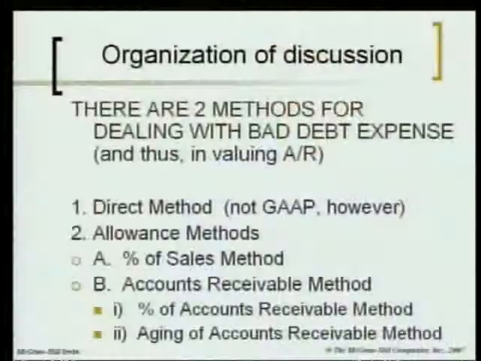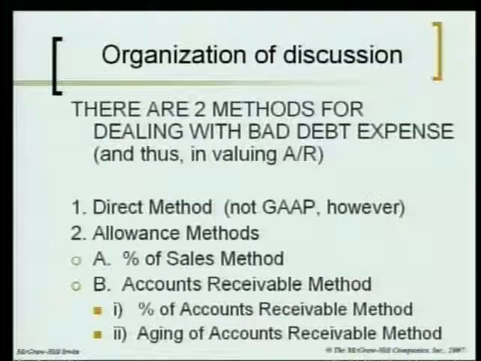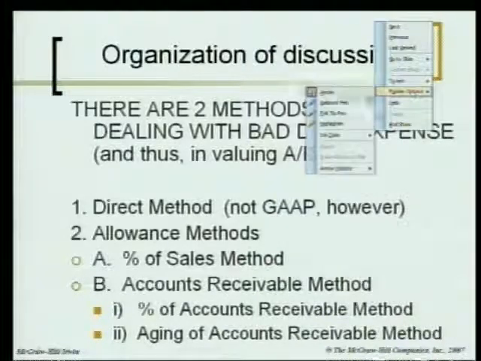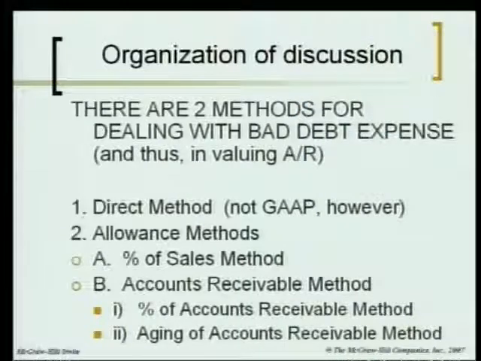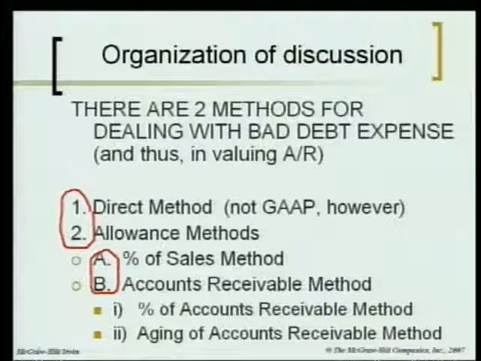Let's go on. Now, I want you to really pay attention to this little outline that we're going to go through here. There are two methods of dealing with bad debt expense. Let me get my pointer going. We can use the direct method or we can use the allowance method. If we use the allowance method, there are two types: the percentage of sales method, and the accounts receivable method.